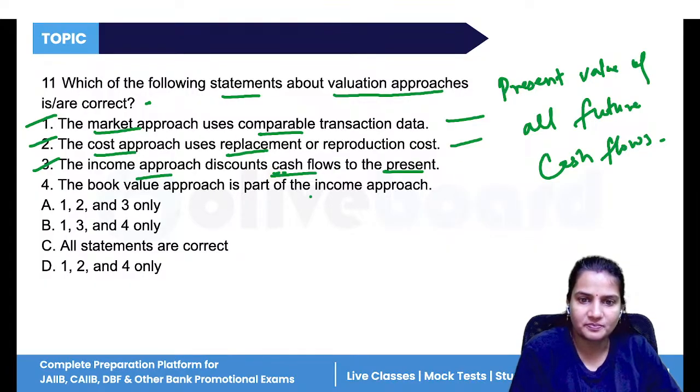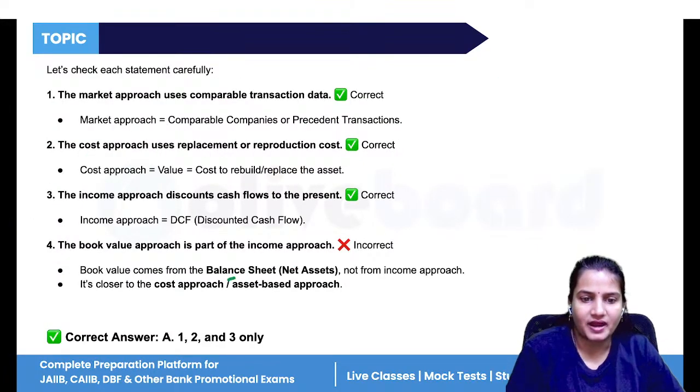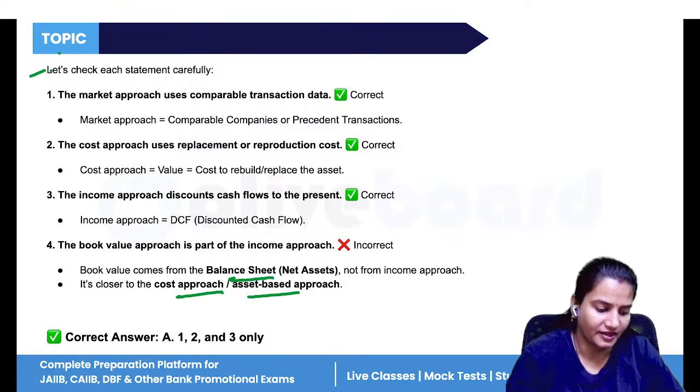Book value approach is a part of income approach. No, the book value approach is not a part of the income approach. The book value approach is a part of the balance sheet approach, cost approach, asset-based approach. Okay. So this is the explanation.